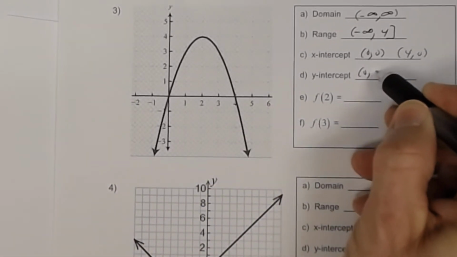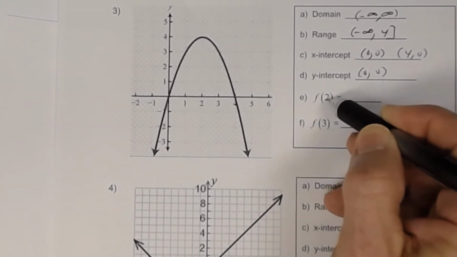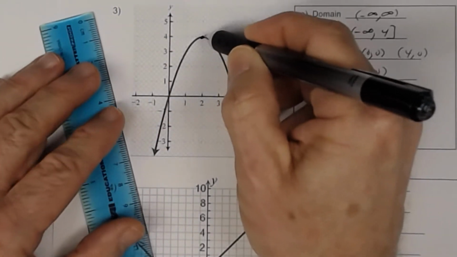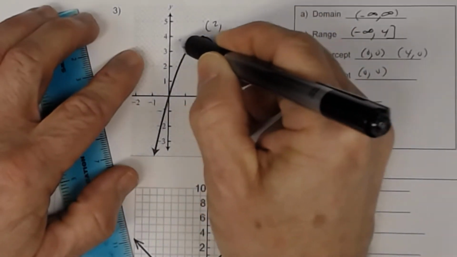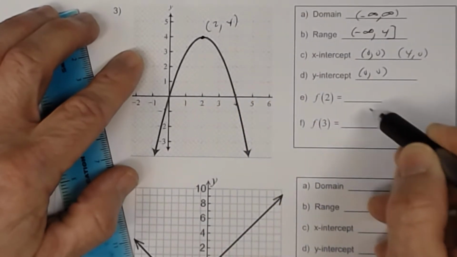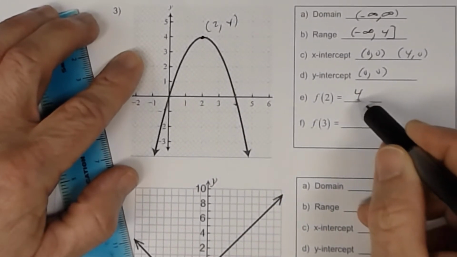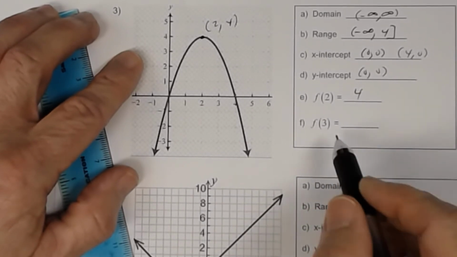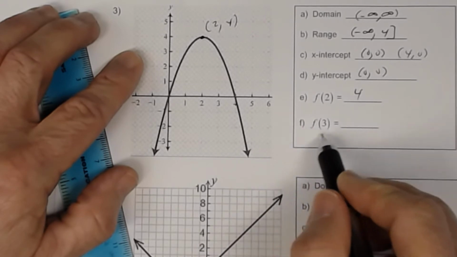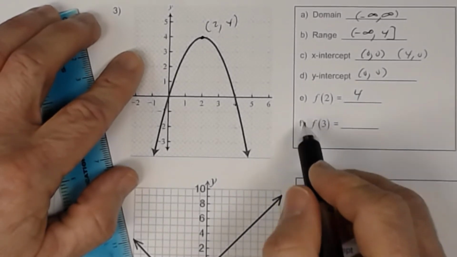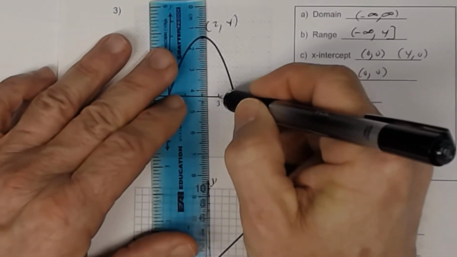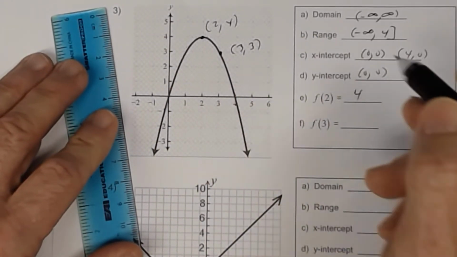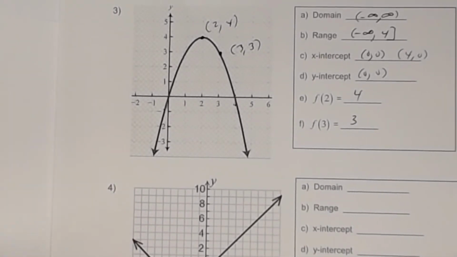F of 2 means what's the y value when x is 2. When x is 2, my y value is 4. So the answer is 4. Make sure you put 4. Don't put 2, 4. It's just 4. The y value is the answer. What's the y value when x is 3? So f of 3 means what's the y value when x is 3? When x is 3, my y value is 3.